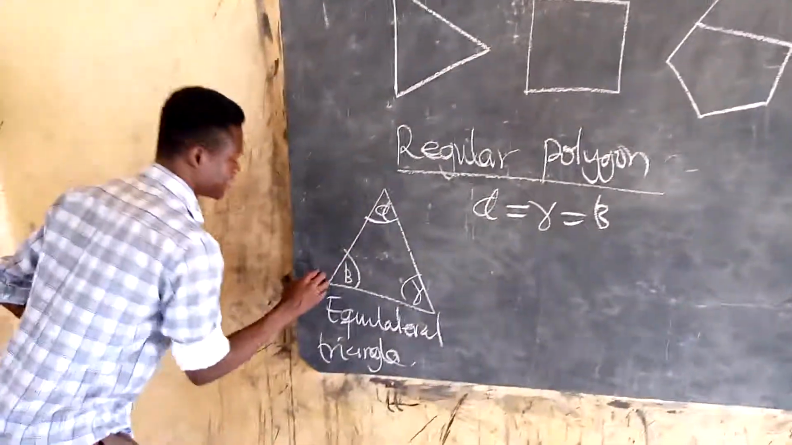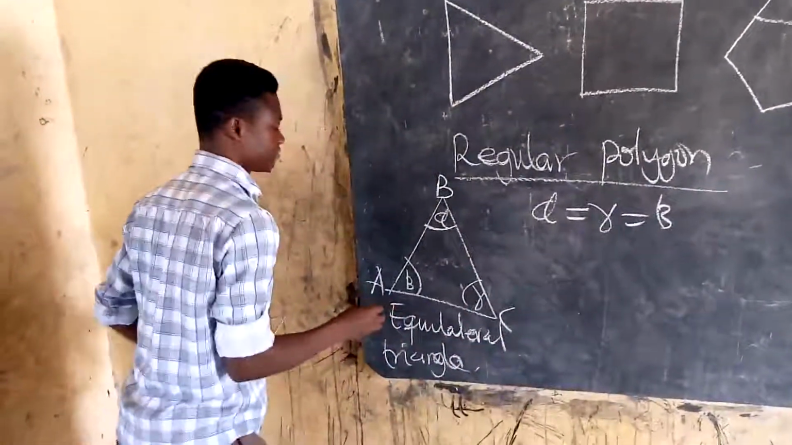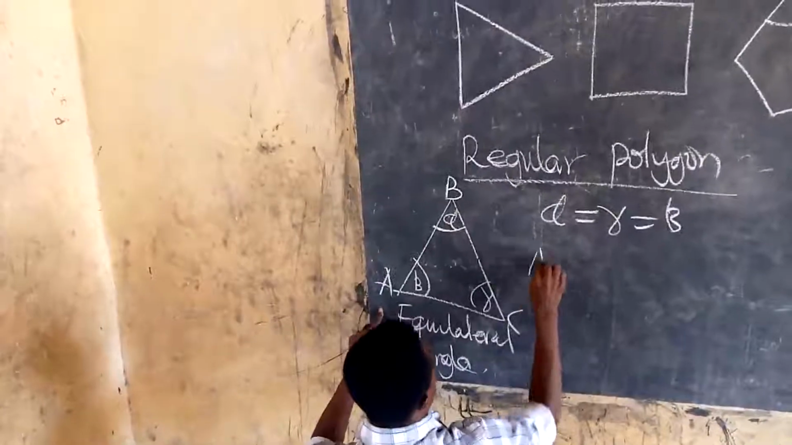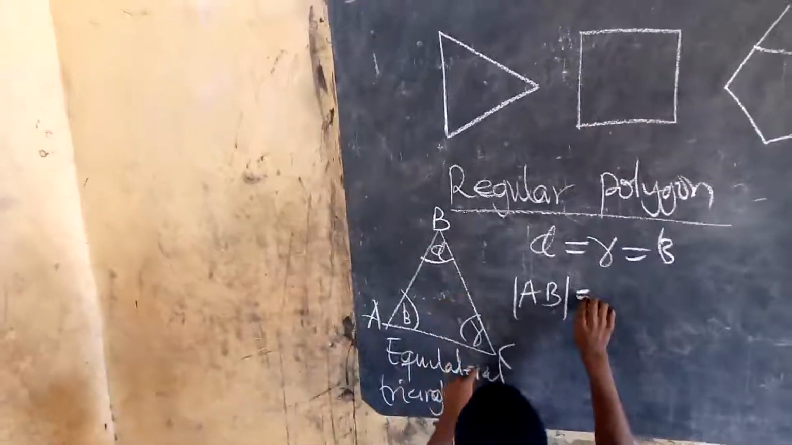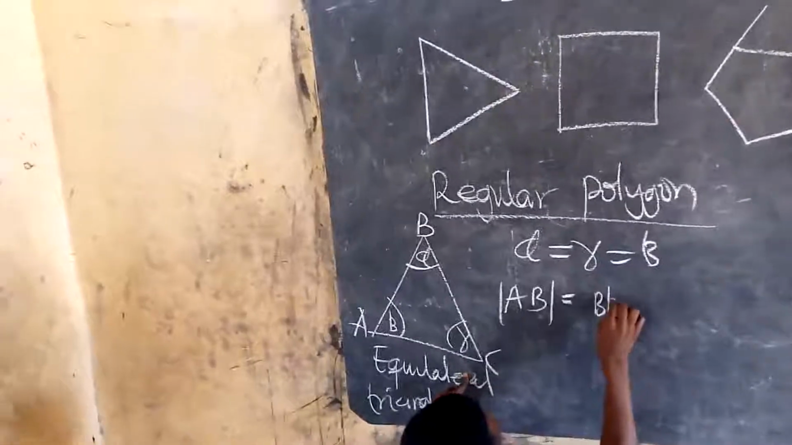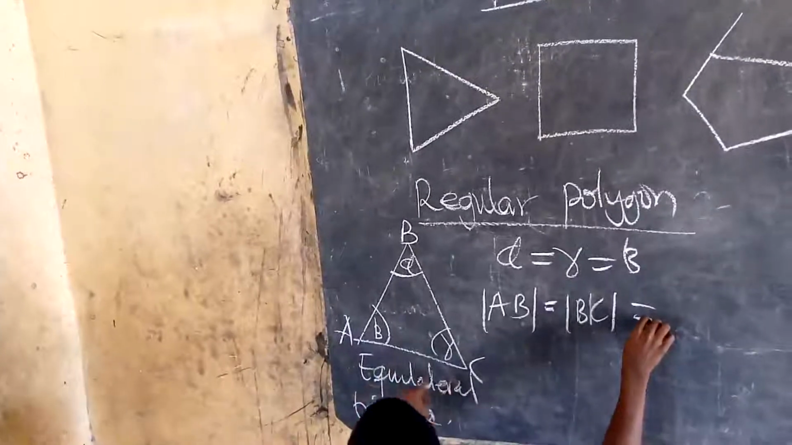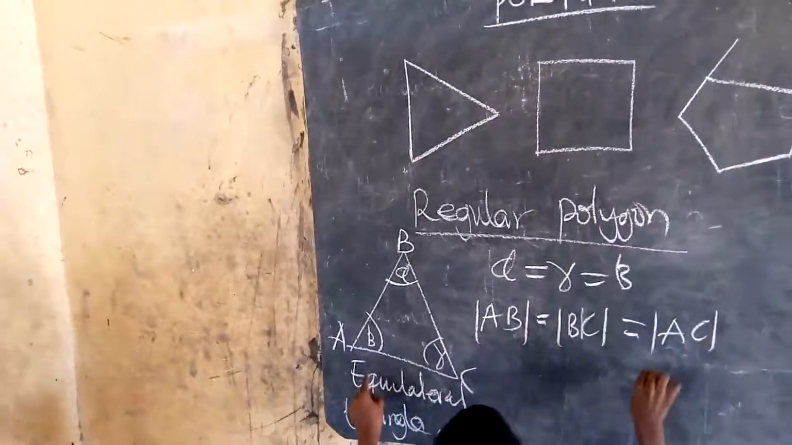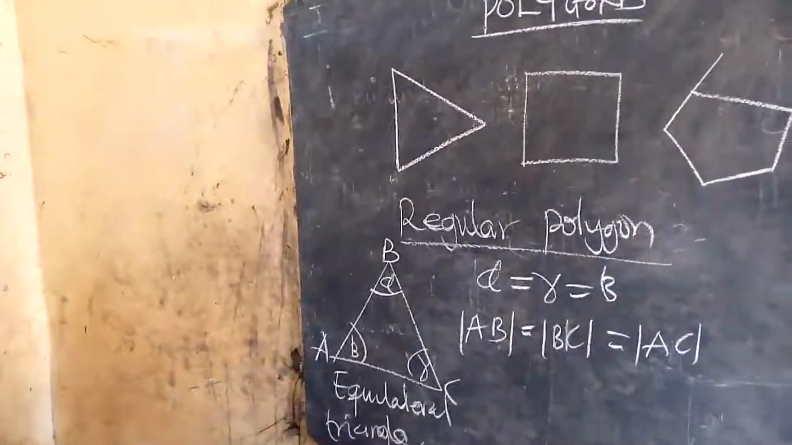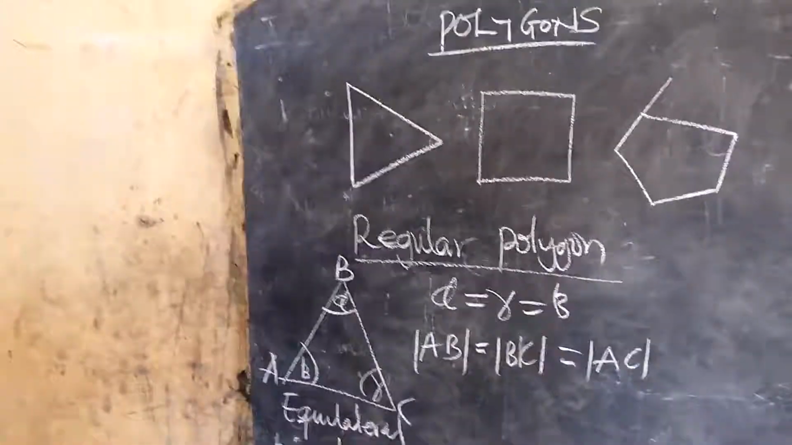And the vertices, let's say this is A, B, and C. It means that the magnitude of AB should be equal to the magnitude of BC, and should also be equal to the magnitude of AC. So this means that this type of plane figure is a regular polygon.